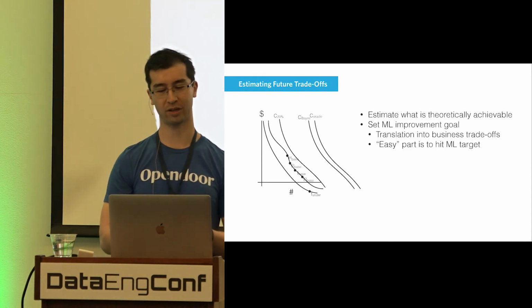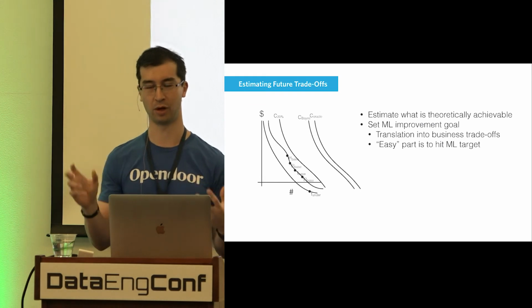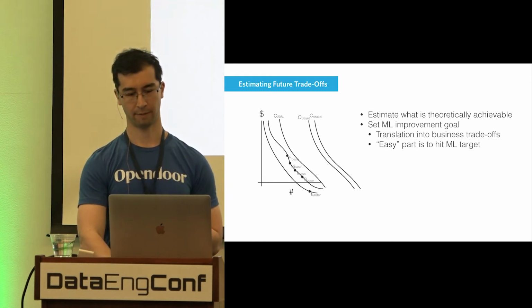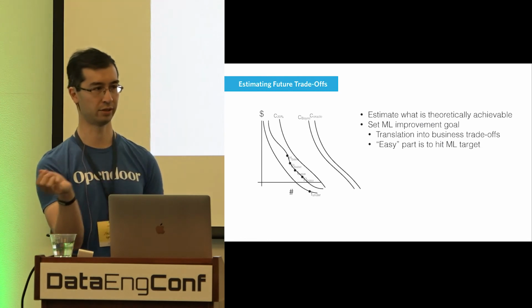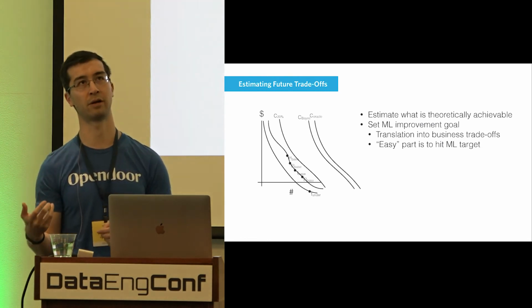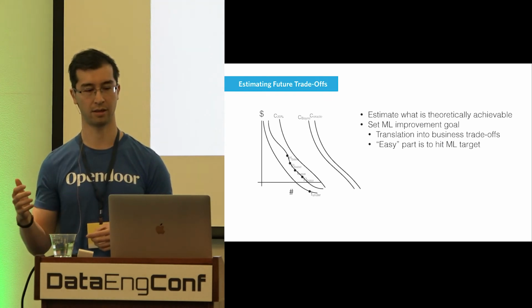So you estimate what you can theoretically achieve, and I think it's a little bit more motivating. It's like within the realm of possibility. You set an improvement in machine learning space, and it translates it directly into, if I'm able to ship this model that's X% better in AUC, then this is the business implication.